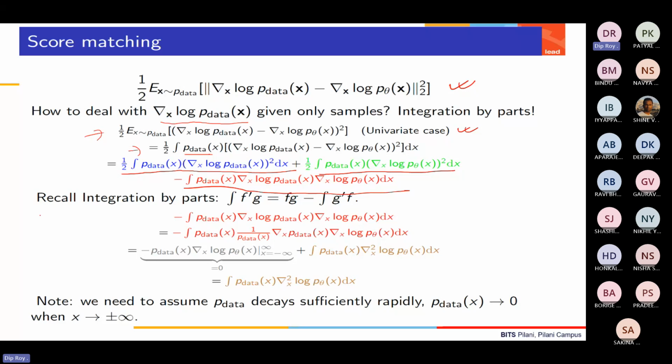So what we do is we use high school calculus, which is integration by parts. And when you do the integration by parts, you essentially get to a point where you get this particular functional form. Okay. And this particular functional form, if you see, has no p of data in it. That integral of p data is nothing but the expectation, but there is no p data. So it is saying that integral of p data x and the double derivative of log of p theta x dx.